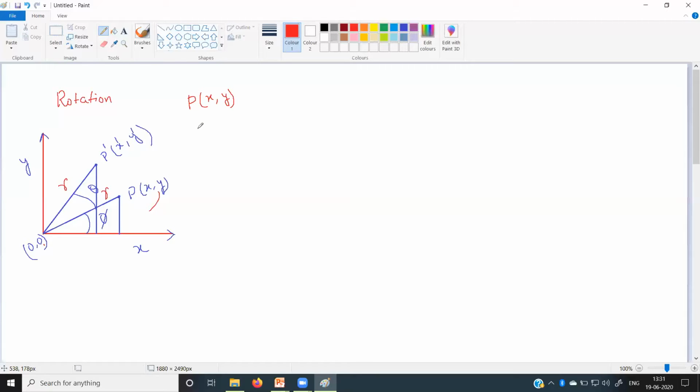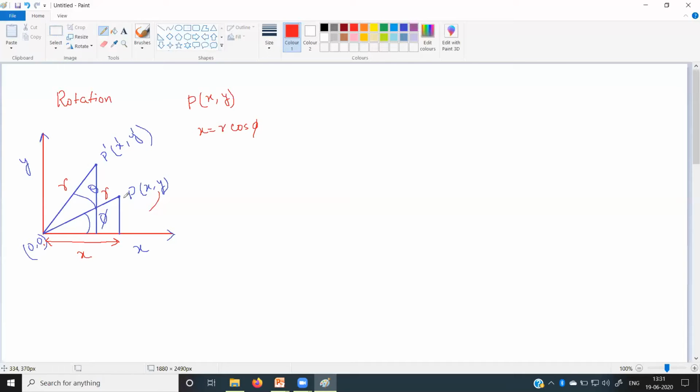What is X? Here you can say that X is nothing but R cos phi, because this angle is phi. Why is it R cos phi? Because this total length from here to here is X. Clear? So if this length is X, and this is R, and this angle is phi, we can say that X equals R cos phi.